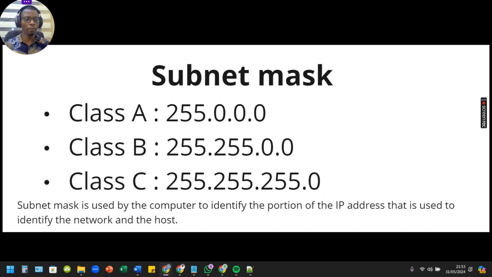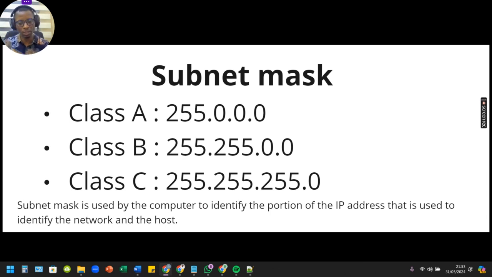Whenever you see 255 in a subnet mask, it marks the portion of the IP address that is assigned to the network. The first number of the IP address in a class A network is assigned to the network, whereas the last 3 numbers are the host address. In class B, the first 2 numbers are assigned to the network, and the last 2 numbers are assigned to the host. In class C, the first 3 numbers are assigned to the network, whereas the last one is assigned to the host.